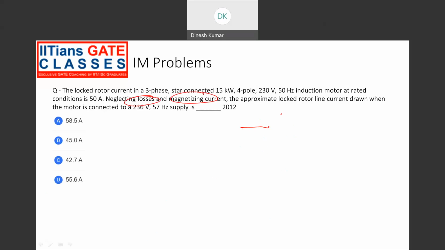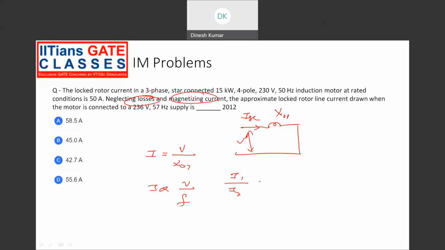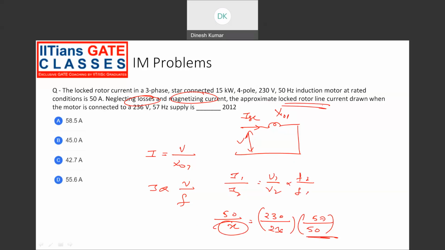So when we neglect the losses and the magnetizing component, the circuit looks something like this. We have the supply voltage and then X01. This is ISC, or I equal to V by X01. So I is proportional to V by frequency. So I1 by I2 equal to V1 by V2 into F2 by F1. Initially it is taking 50 amps. After that we don't know, we have to find it out. The supply voltage V1 is 230 volts, V2 is 236 volts. The frequency F2 is 57 and F1 is 50 Hz. If we solve this, we can find the locked rotor line current drawn.